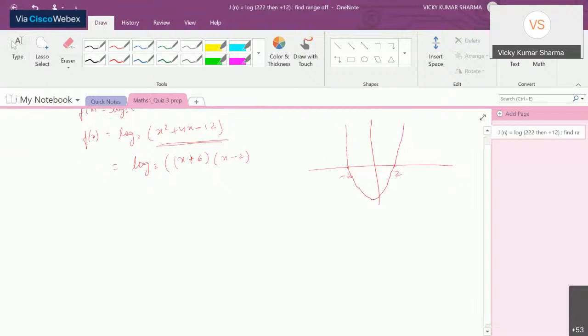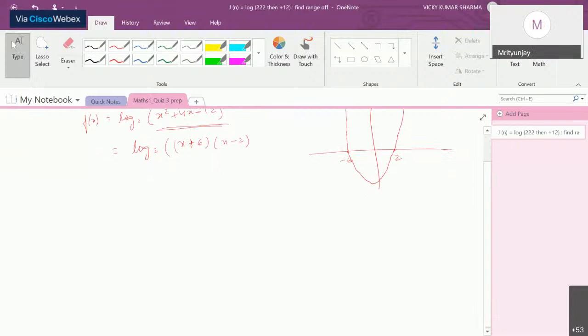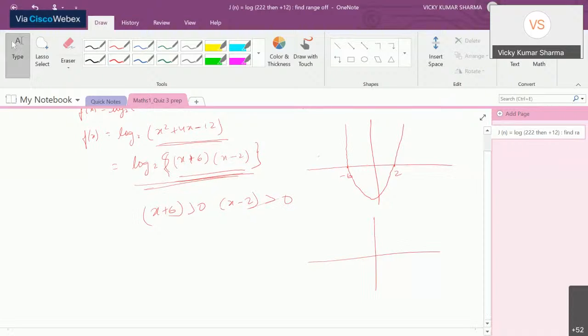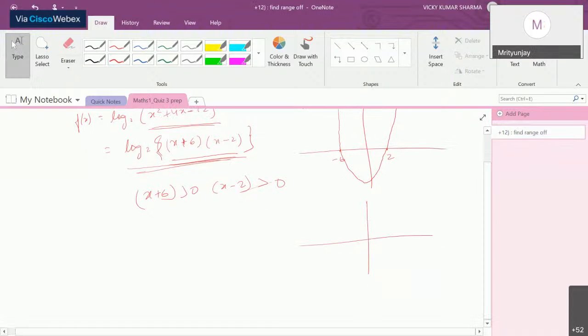Now we have to look at how the log function looks. For that, we have to make sure what values it can take. So we know x plus 6 and x minus 2 have to be greater than 0, right, for the log function to be defined. And we know how the graph for log looks, either increasing or decreasing.